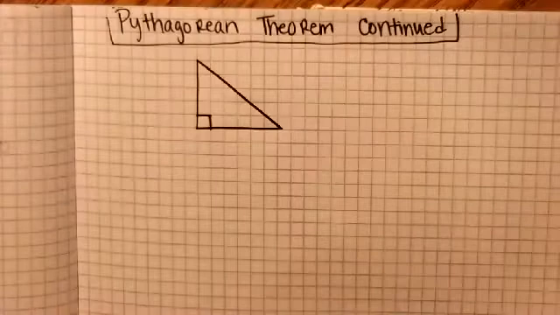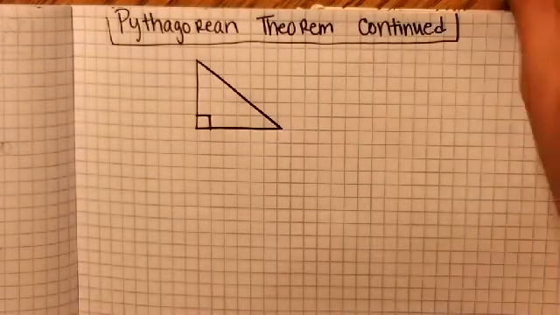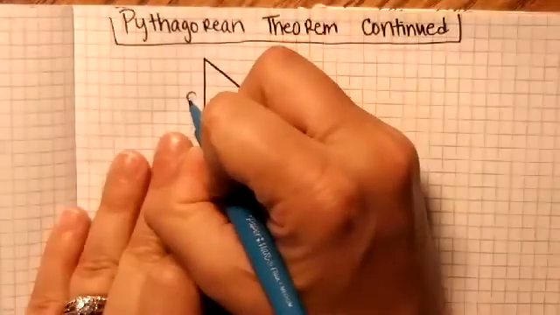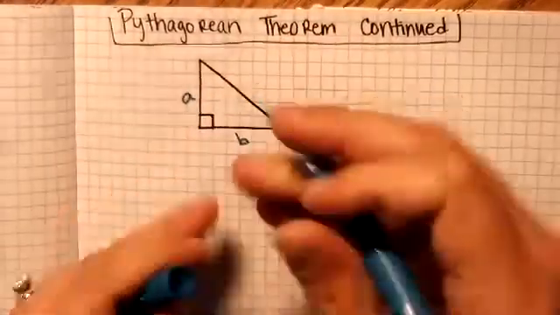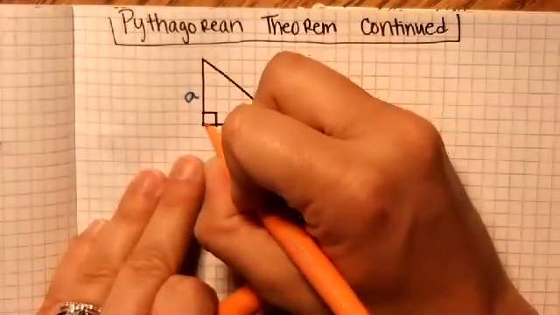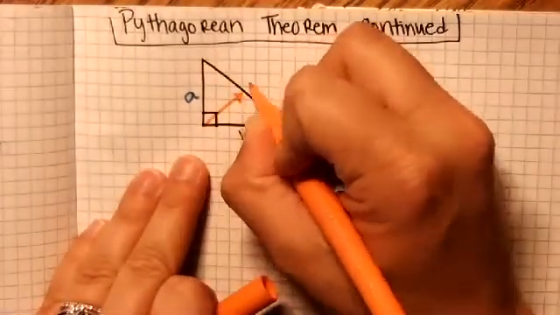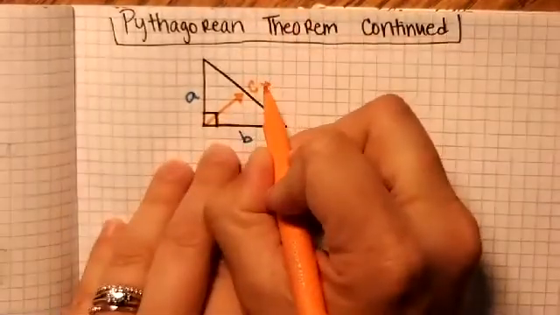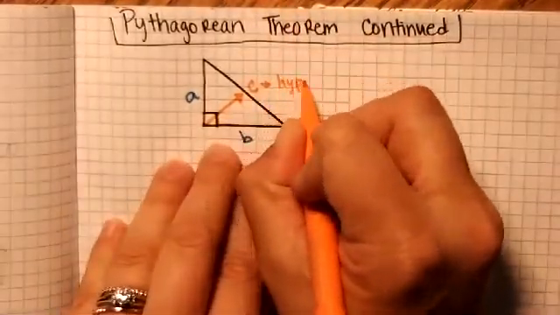And so we have a right triangle. And just as a quick reminder, for Pythagorean theorem, we have A, B, and then C is when you draw from that right angle to the hypotenuse, that one is C. And again, I'm going to remind you that that is called the hypotenuse.